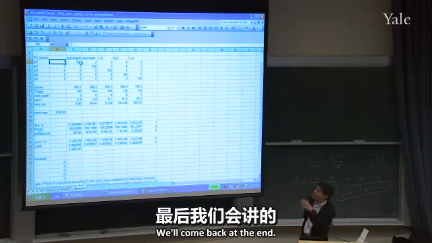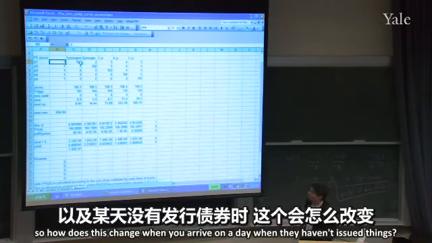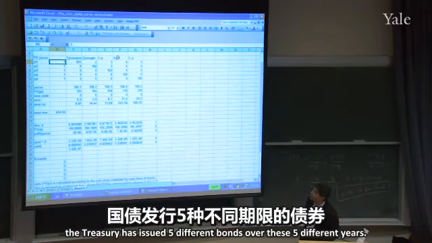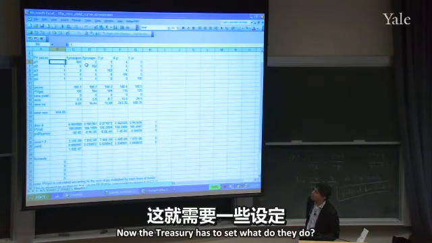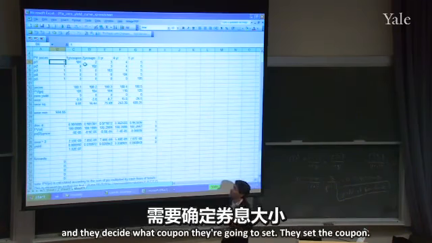We'll come back at the end. Obviously the Treasury doesn't issue new bonds every single day. So how does this change when you arrive on a day when they haven't issued things? But let's just keep it simple and suppose that today the Treasury's issued 5 different bonds over these 5 different years. Now the Treasury has to decide how much of these bonds they're going to sell, and they decide what coupon they're going to set. So they set the coupon.